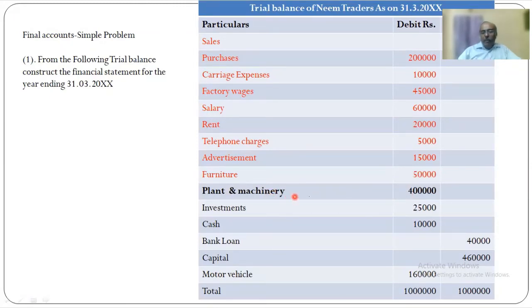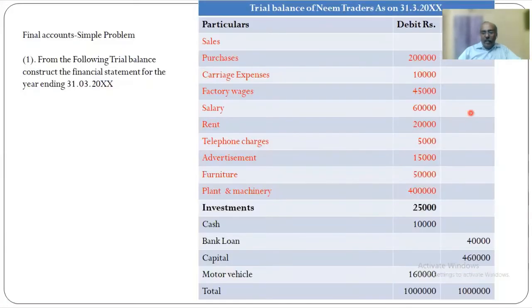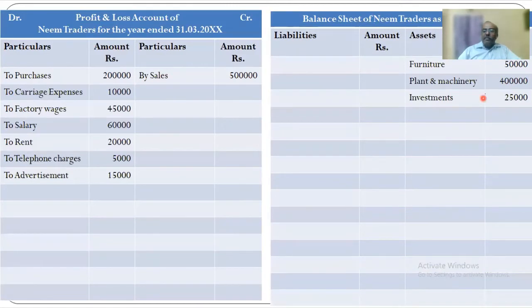Then take the next one, plant and machinery, 4 lakh rupees. Here also money is spent, but this plant and machinery is used for next year. Because of this, we are supposed to put it in the asset side of the balance sheet. Then take the next one, investment of 25,000 rupees. Here also money is spent, but we can use it for next year. We can recover the investment money, or we can get back the money next year. So in that case, this will go into the asset side of the balance sheet.